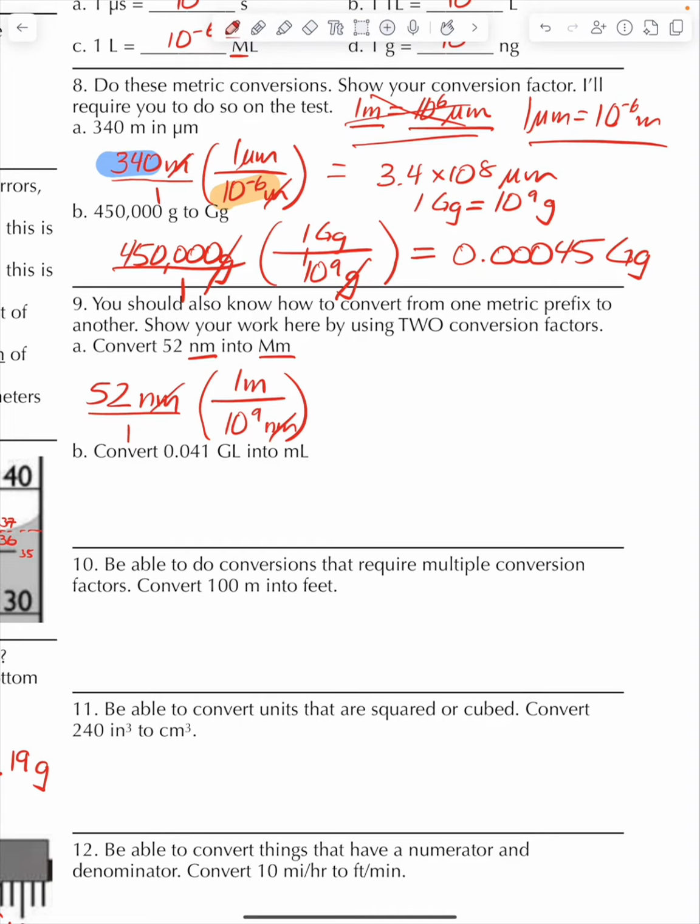Let's just do the 2 conversion factors consecutively. Notice that first conversion factor got rid of nanometers and left me with meters. But now I need to get rid of meters. So let's say that there are 10 to the 6th meters in 1 megameter, and I put them on the bottom so they cancel. Then when you put it in your calculator, you'll appropriately get 5.2 times 10 to the negative 14th megameters.